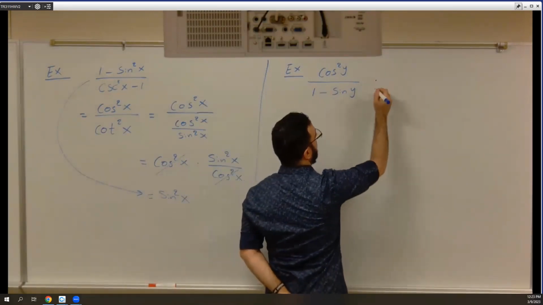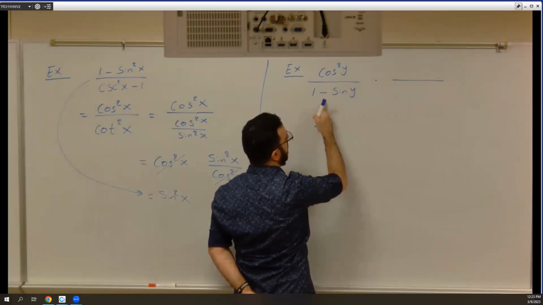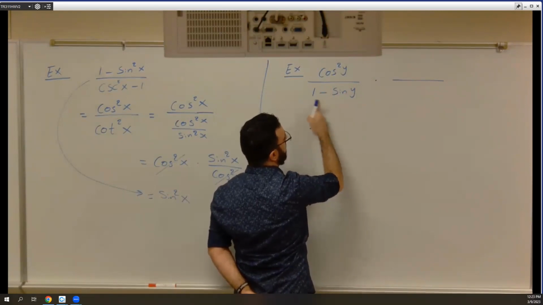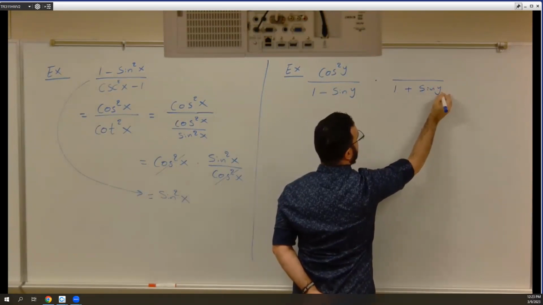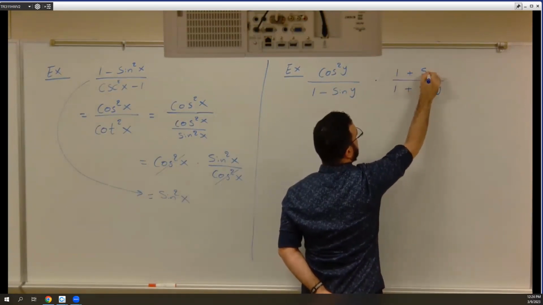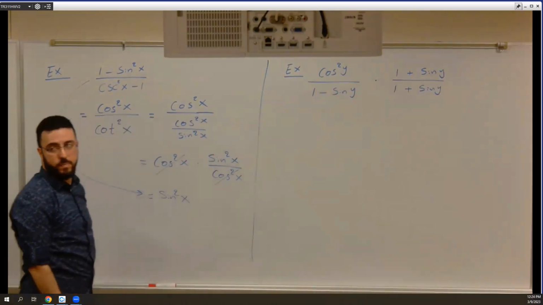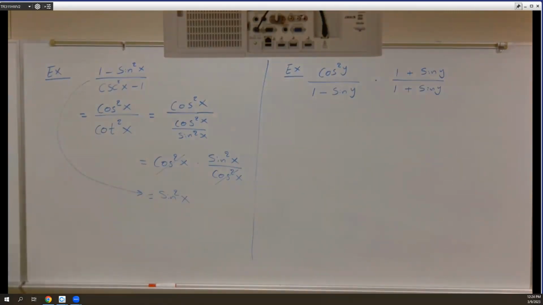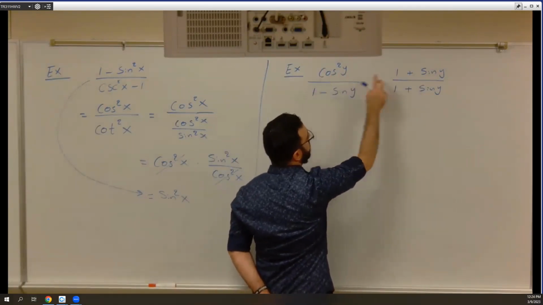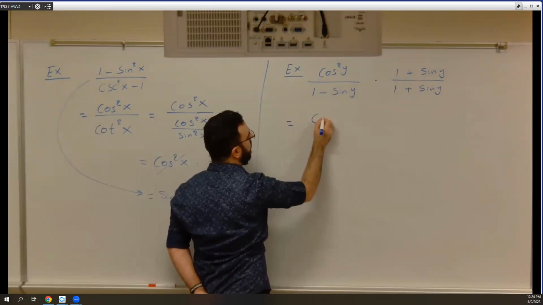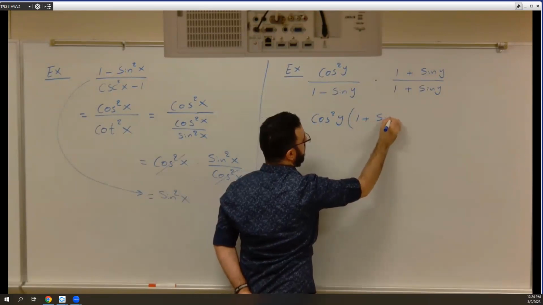So I'm going to multiply by the opposite sign here, which is we're always going to rationalize this part. So I'm going to say 1 plus sine y, and here 1 plus sine y. That's only when you have an example like this. So let's check. On the top part, I'm not going to multiply this one times 1 and this one times sine y. I'm just going to write down cosine square y and give 1 plus sine y.